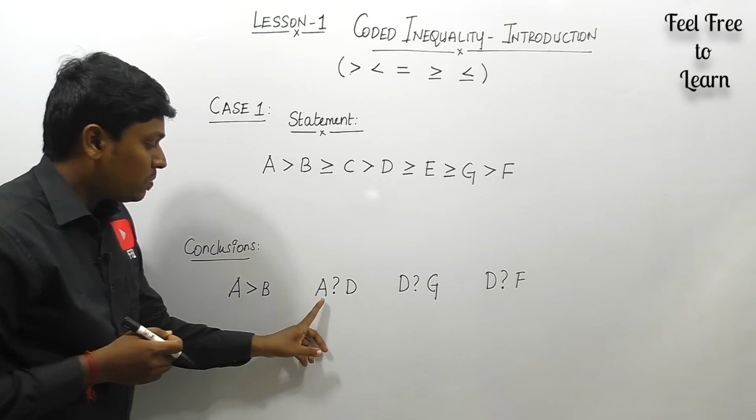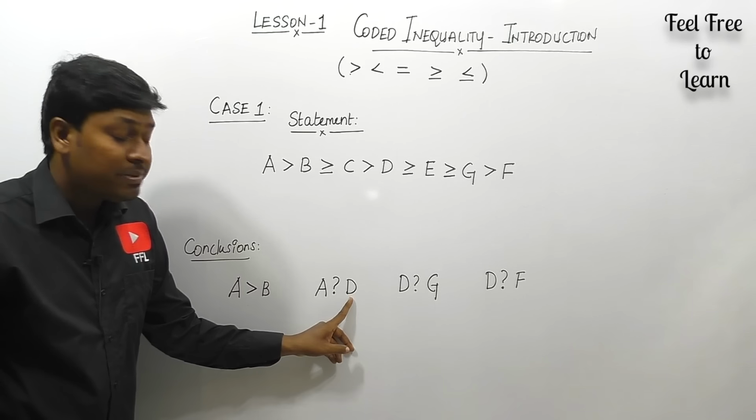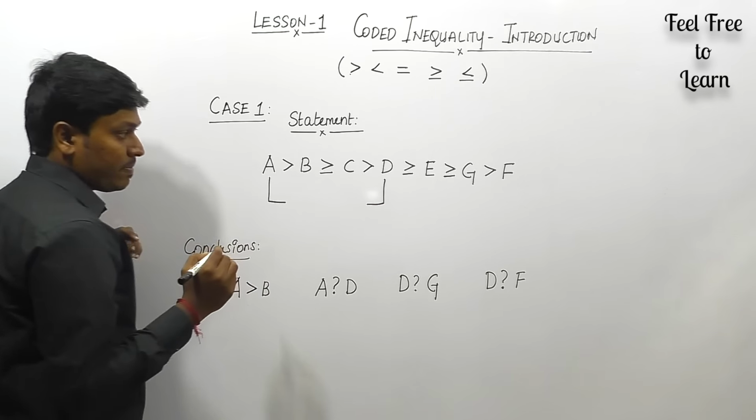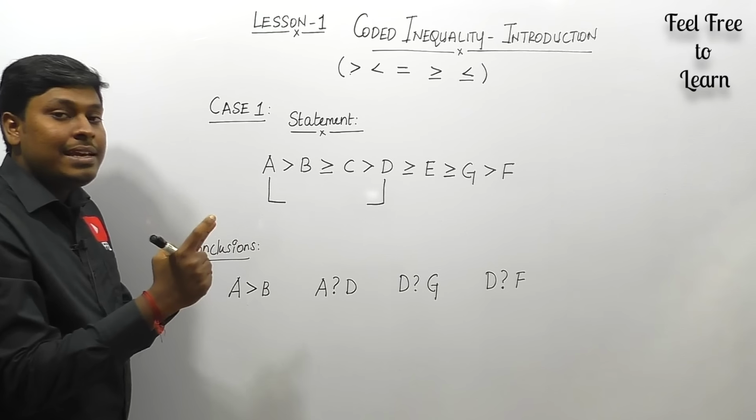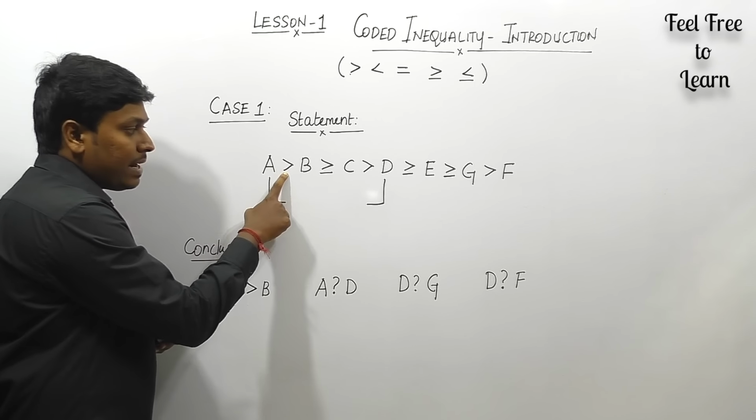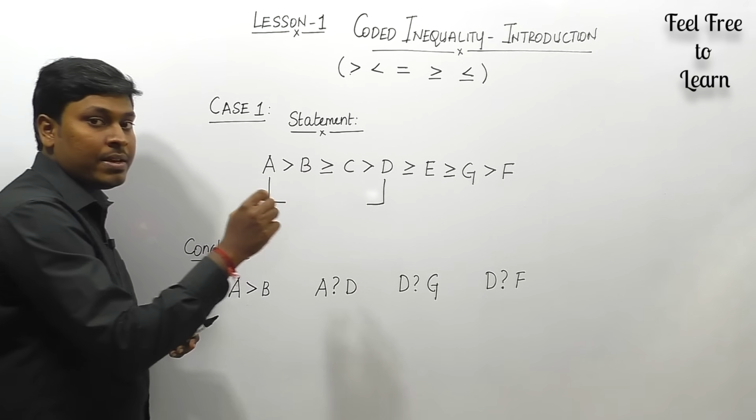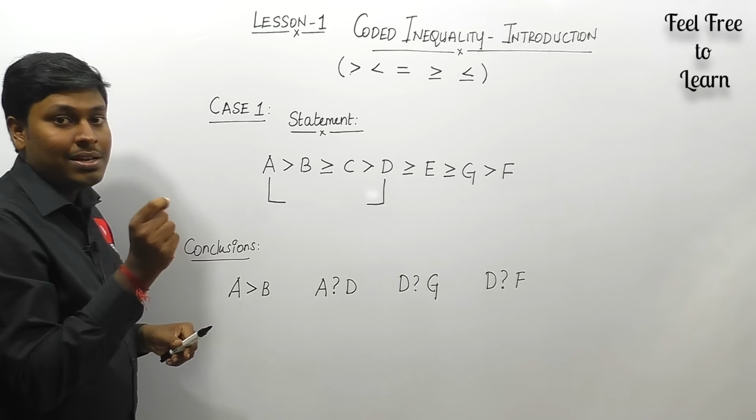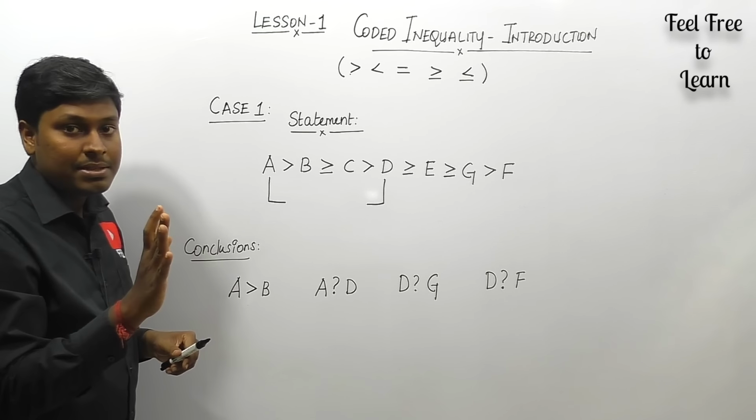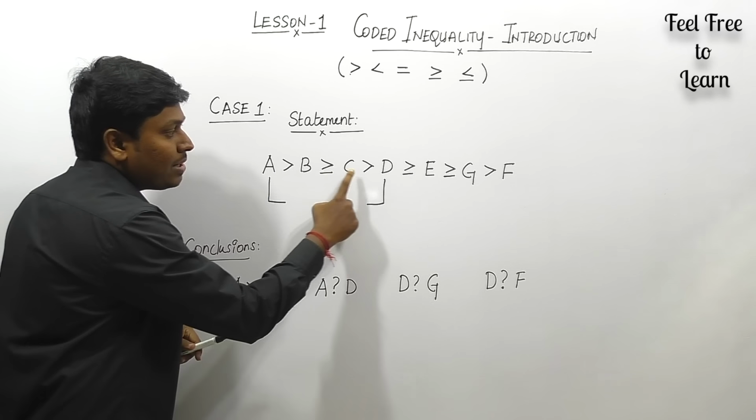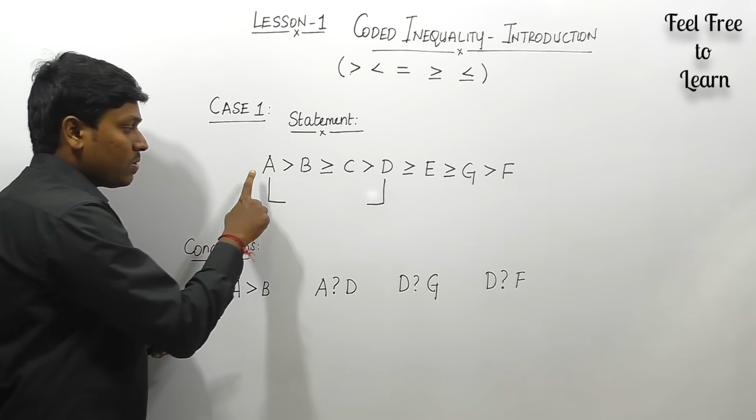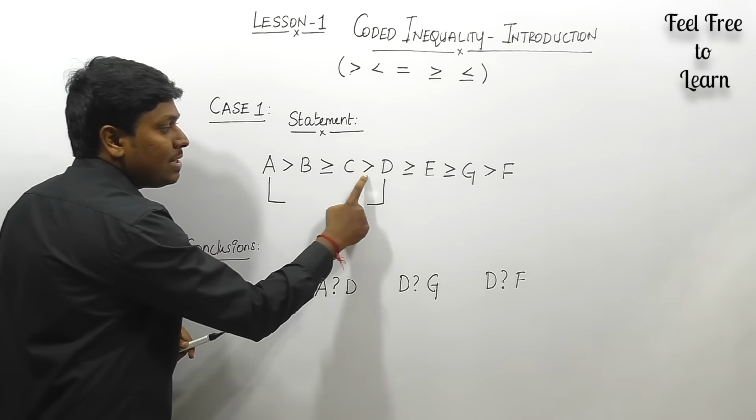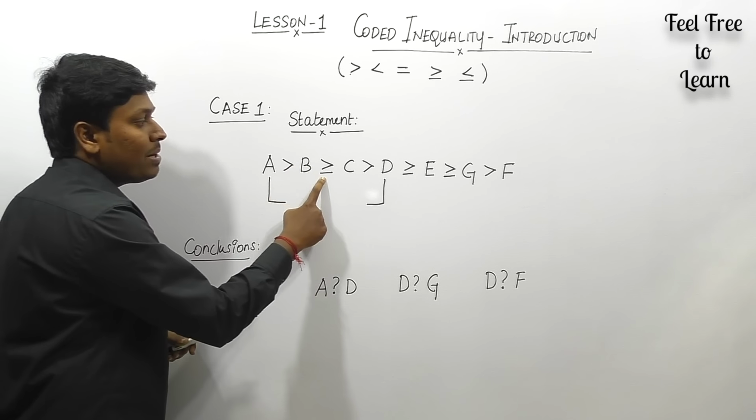So conclusion number 2. We need to compare the relationship between A and D. Listen carefully. The letter A is here and the letter D is here. Between A and D, just see how many symbols there are. One symbol is greater than or equal to, and greater than. So totally between A and D, we have 3 symbols. And you need to pick only the common symbol out of the 3 symbols, right? So greater than is common in all the 3 symbols.